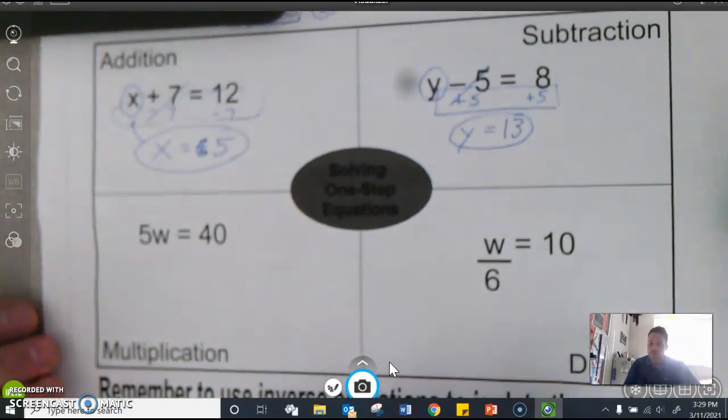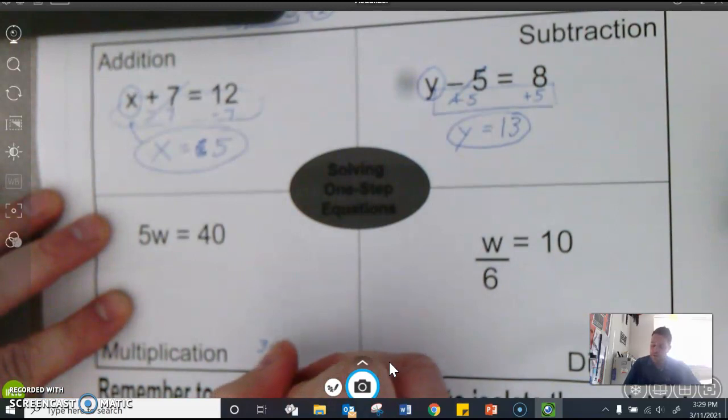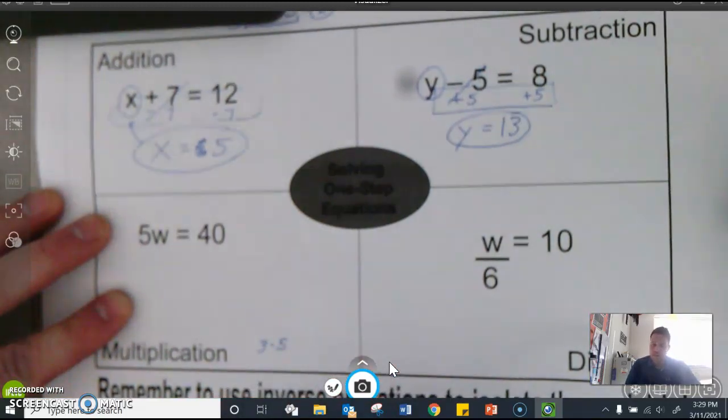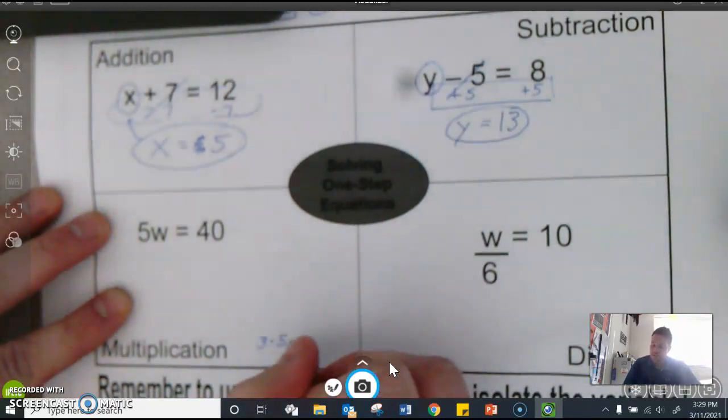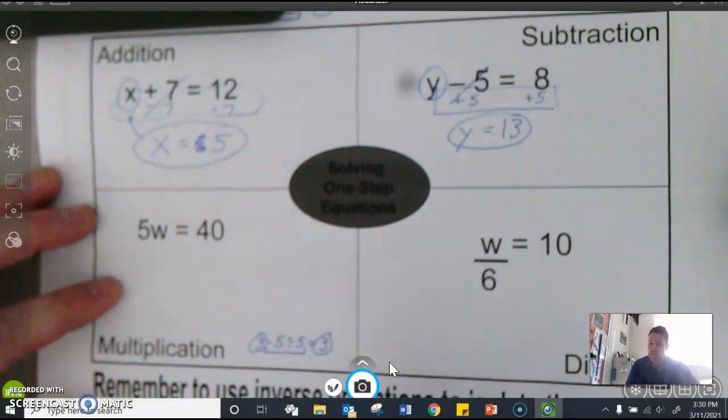Today we're going to move into multiplying and dividing. They work exactly the same way. Prime example, if I have a number like 3, and I multiply 3 by 5, I get 15. If I then take 15 and divide it by 5, I get back to 3 again. So again, inverse operations, undoing each other. We could do the same example if we divided first and then multiplied, they'd undo each other.